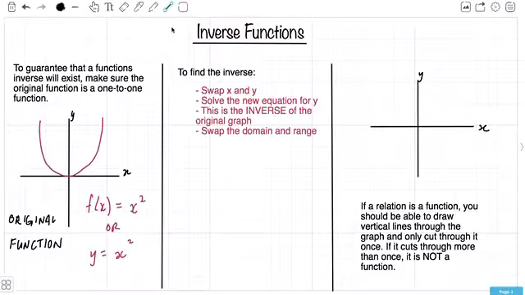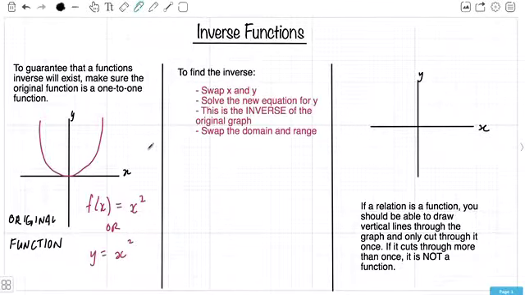For this section, you have to understand about inverse functions and what they are and how you can find them given an original function. So I'm just going to show you quickly with a function you're familiar with, which is y equals x squared. So this is a rough graph of y equals x squared here.